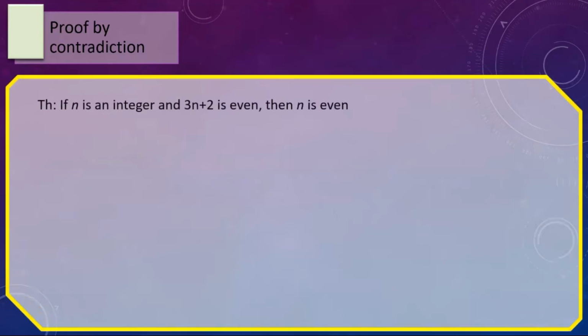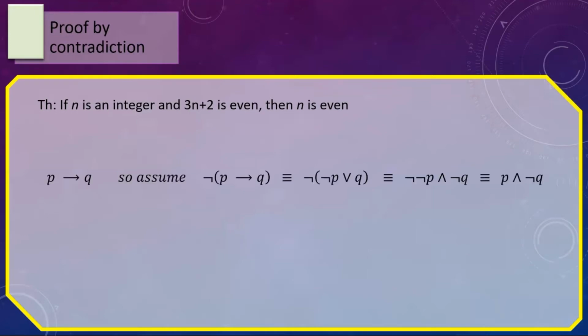One last example. If n is an integer and 3n plus 2 is even, then n is even. You have to be careful here with what happens when you're doing a contradiction, how the negation actually plays out. Remember, we're going to negate the entire statement to do a contradiction. So we're negating P implies Q. Well, that's equivalent to P and not Q. So we're going to suppose that 3n plus 2 is even and n is not even.